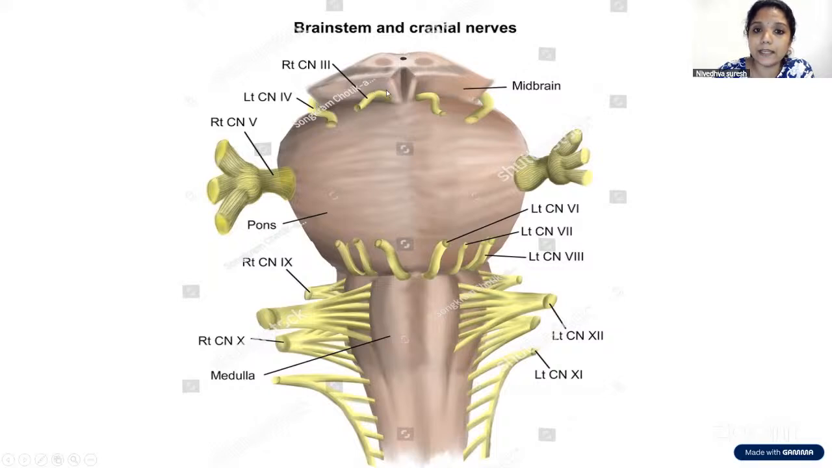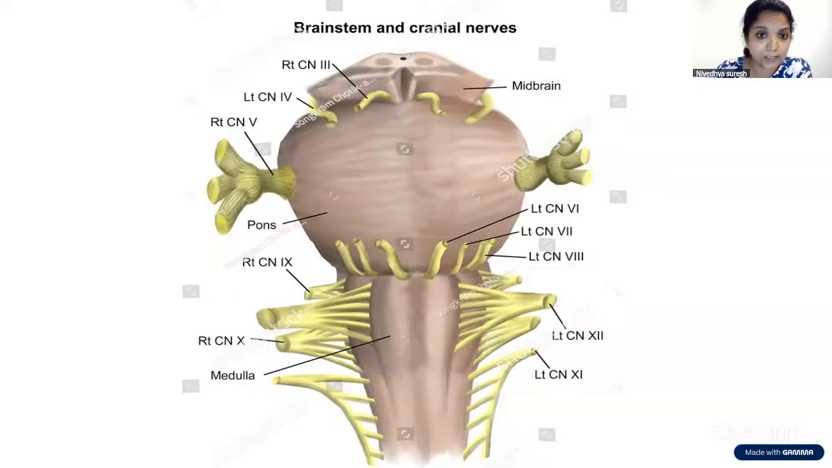So the third cranial nerve emerges on either side of the peduncular fossa, and this fourth cranial nerve emerges from behind the midbrain and moves anteriorly. Fine. So third and fourth emerge from the midbrain.